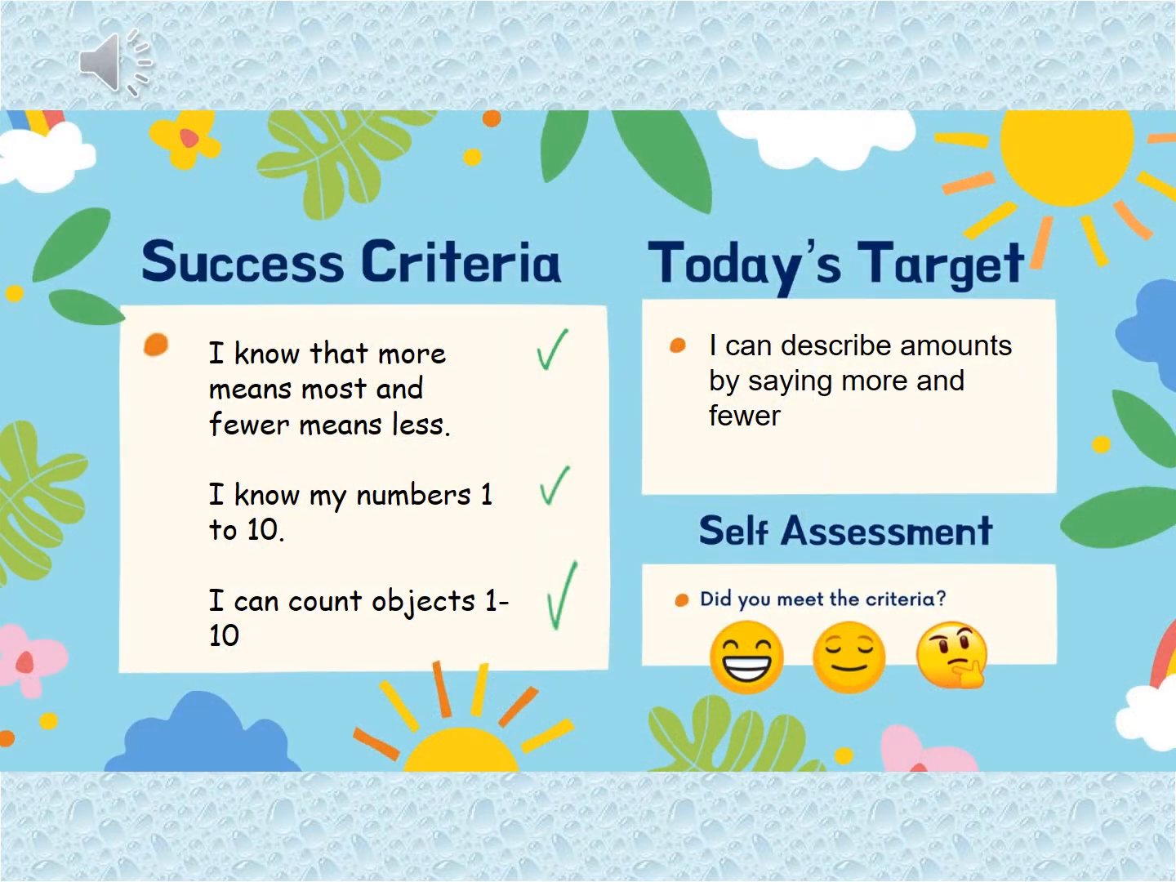Today, we're going to be learning how to describe amounts by saying which amount has more and which amount has fewer or fewest. And to be able to do that, you need to know that more means most and fewer means less. More and most means the biggest and fewer and less means the smallest. You also need to know your numbers 1 to 10, which you do know, and you need to be able to count objects carefully.